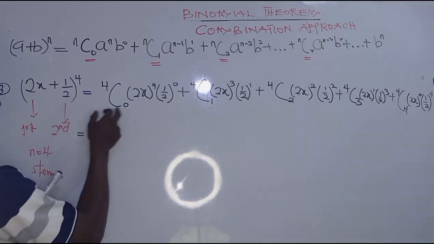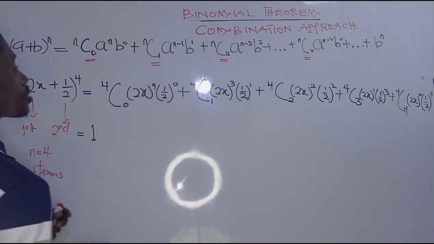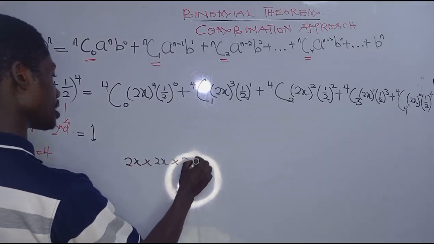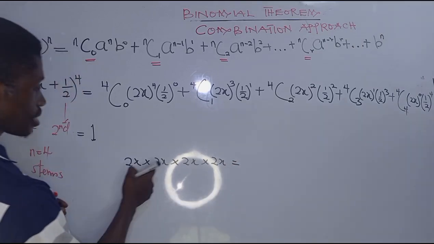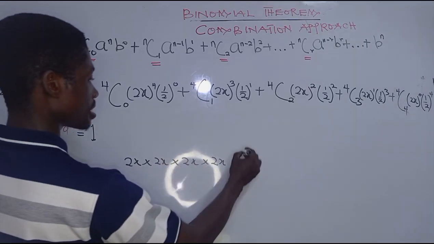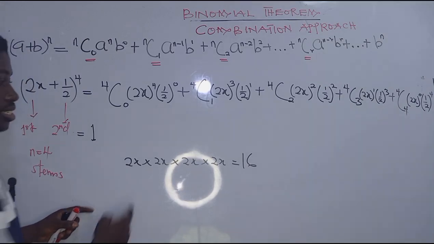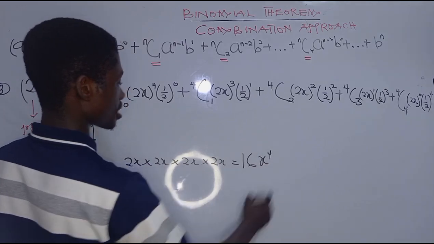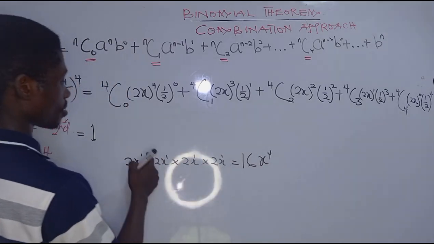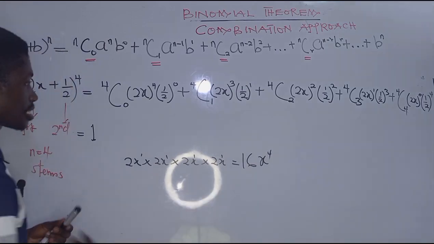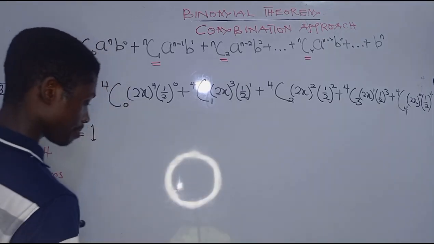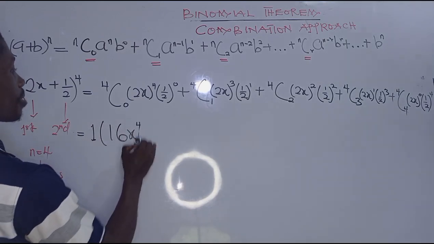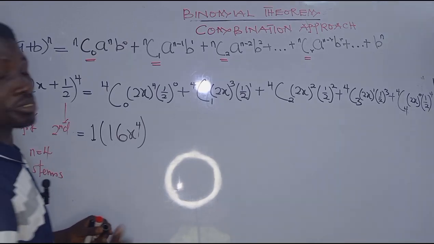So from the calculator, 4 combinations 0 will give you 1. 2x raised to the power 4 means 2x times 2x times 2x times 2x. 2 times 2, 4, 4 times 2, 8, 8 times 2, 16. For indices, when the bases are the same and they are multiplying, you pick one of the bases and add their exponents. So we have 1, 1, 1, 1, that is 1, 2, 3, 4. Just that, as easy as ABCD. So we have 16x to the power 4. Any number raised to the power 0 gives you 1.